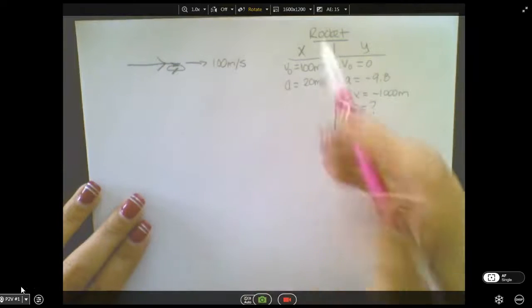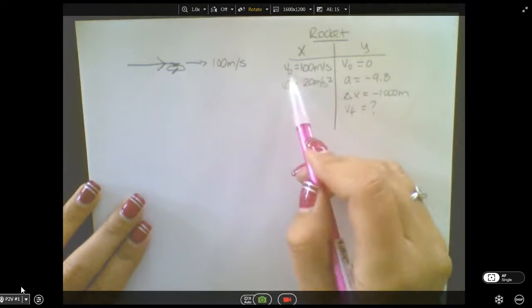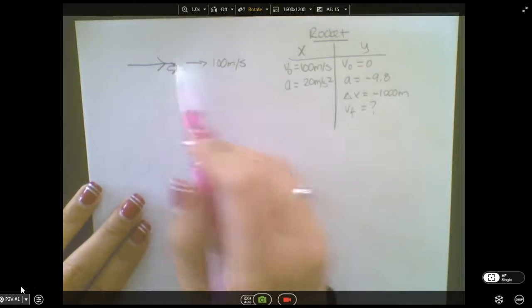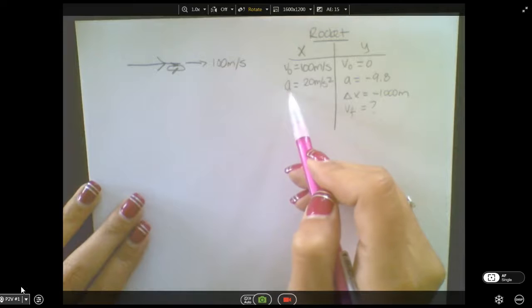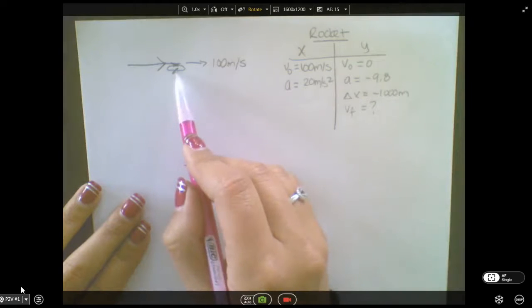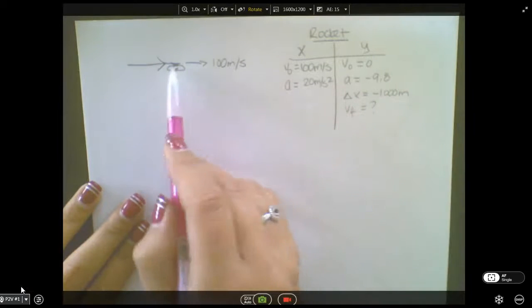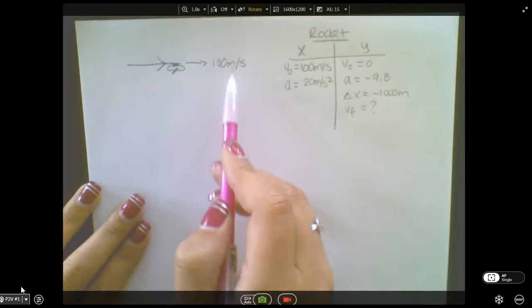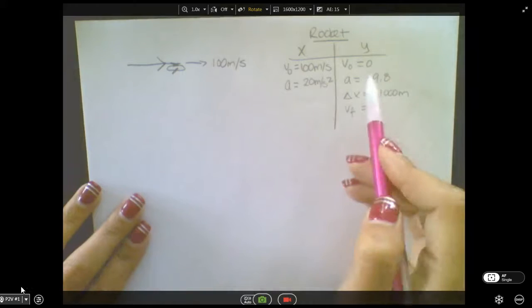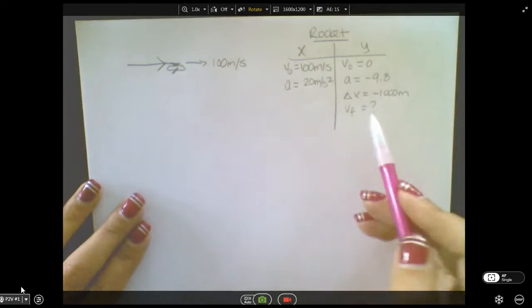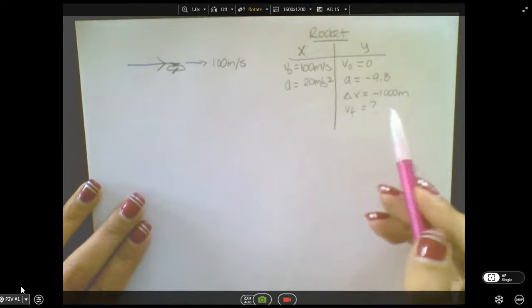So here's how I set it up. This is the stuff I know so far. Initial velocity in the x direction for the rocket was 100 because it was attached to the jet plane. The acceleration immediately when it was ejected was 20 meters per second squared in the x direction. In the y direction, since this velocity was in the x direction, there's no reason for any velocity in the y. The velocity in the y is 0. Acceleration of gravity is negative 9.8. And then it says that it's going to fall 1 kilometer, so that's 1,000 meters.